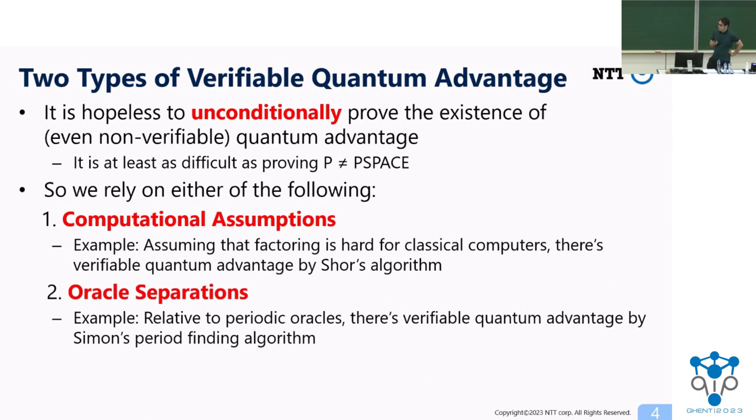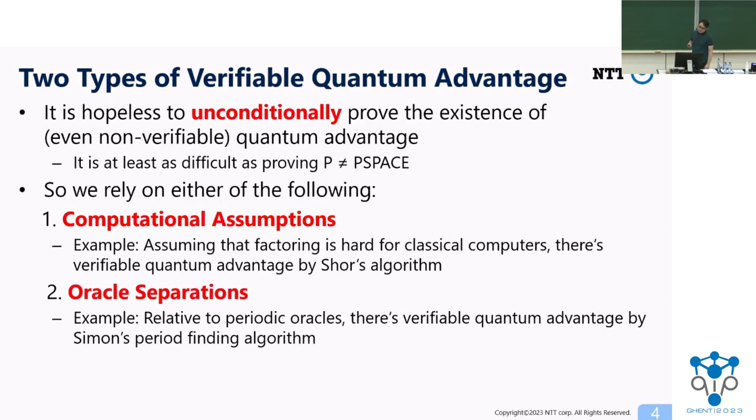And the second approach is oracle separations. In this setting, we consider some oracle that is a black box that computes some function. And the typical example of this setting is Simon's algorithm. In this algorithm, we are given some oracle that computes some periodic function, and we have an efficient quantum algorithm to find the period given quantum black-box access to the oracle. But we can show that that is not possible for classical computers.